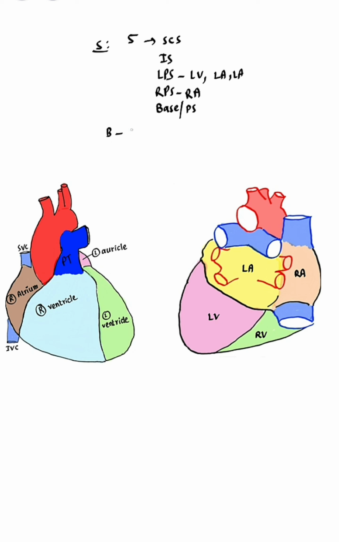Next borders, 4 borders. Upper border, inferior border, right border, left border. Upper border, it is formed by 2 atria, mainly left atrium. Inferior border, it is mainly formed by right ventricle, partly by left ventricle. Right border, formed by right atrium. Left border, formed by left auricle and left ventricle.